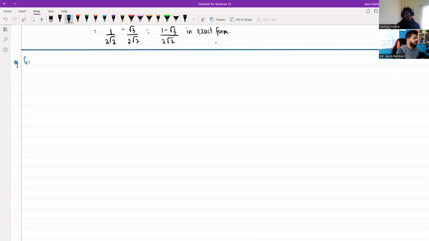Given that sine of theta is 7/12, calculate the exact value of cosine of theta if theta is obtuse.